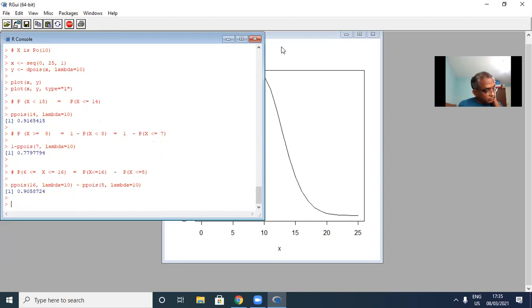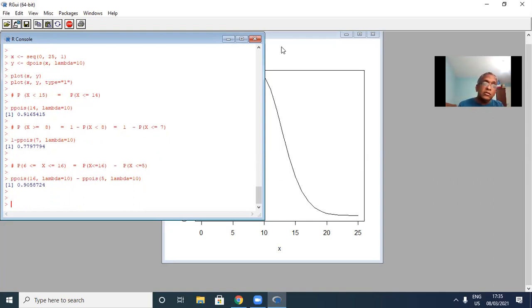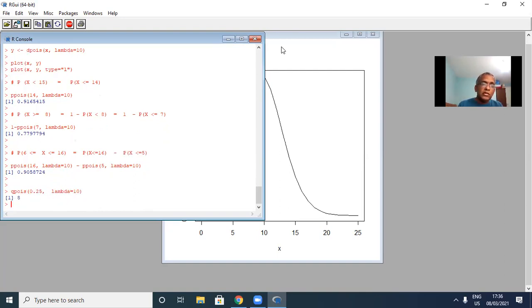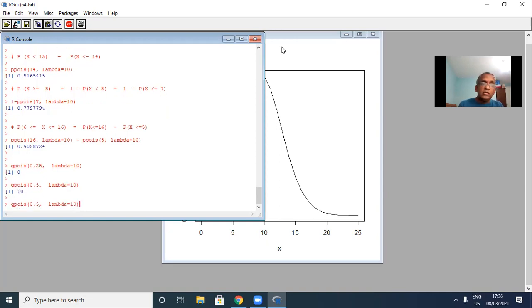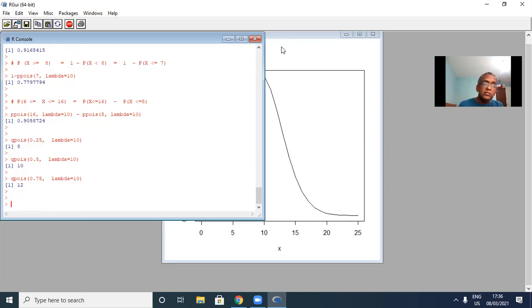And the next part is to find the lower quartile, median, and upper quartile. To find the lower quartile, you will use the Q Poisson command with the probability 0.25. So this is the lower quartile of the Poisson distribution with lambda 10. And this is the median, and this is the upper quartile. So that completes exercise 2.